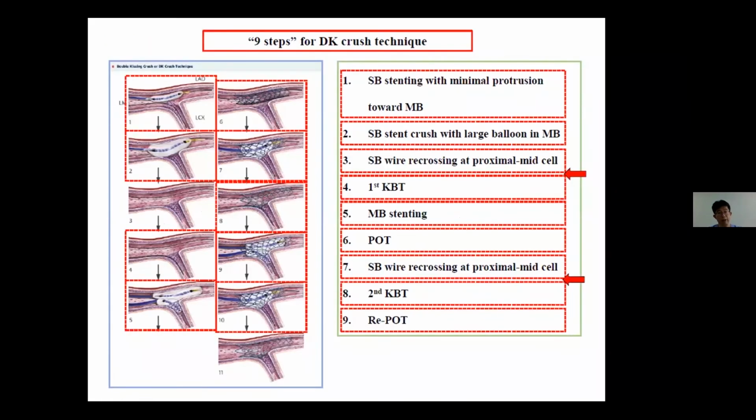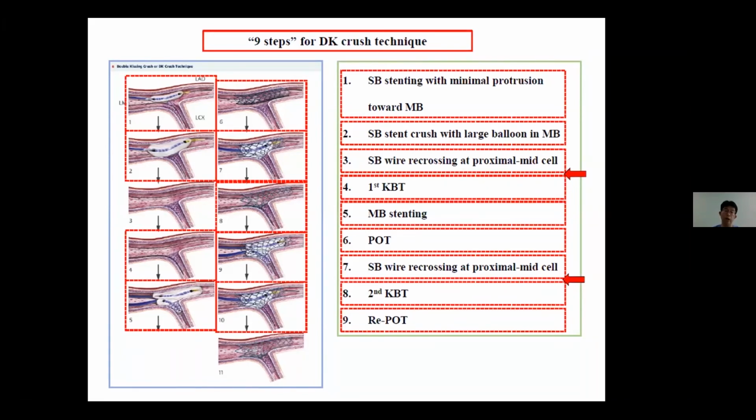The final technique is the DK crush technique, which has been recommended very recently. First, side branch stenting with minimal protrusion toward the main branch, and then the side branch stent is crushed with a large balloon in the main branch, and then the side wire is recrossed at the proximal mid cell. In DK crush, the recross point is changed to the proximal mid cell.